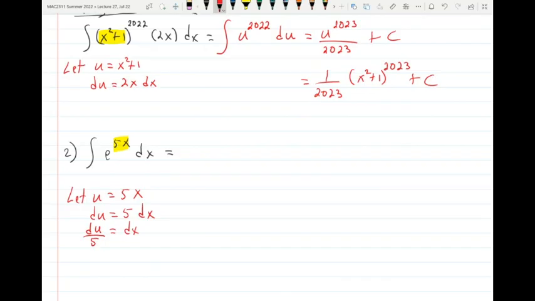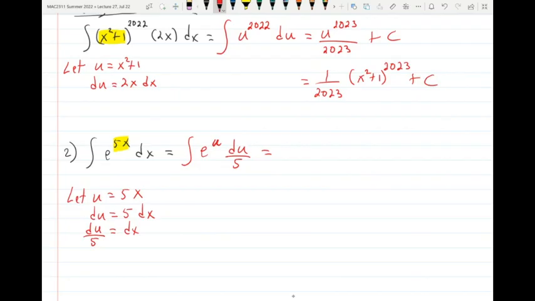This is what you need to have in mind, so that then you can make your substitution. But let's see, here we are ready then. So the first term, e to the 5x, we can then rewrite it as e to the u, and then dx, we can rewrite it as du over 5. And now let's integrate this.